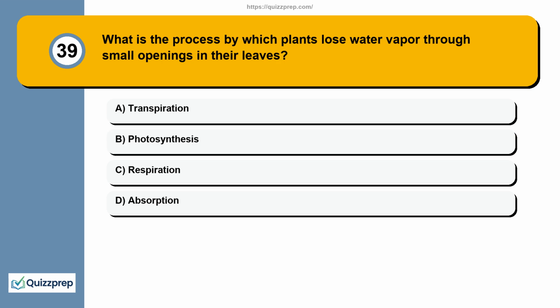Question 39. What is the process by which plants lose water vapor through small openings in their leaves? Transpiration, photosynthesis, respiration, absorption.